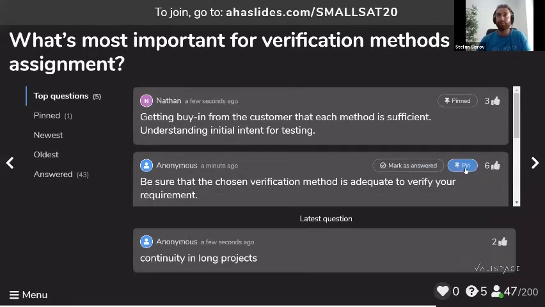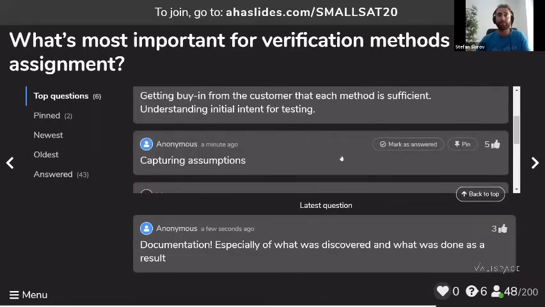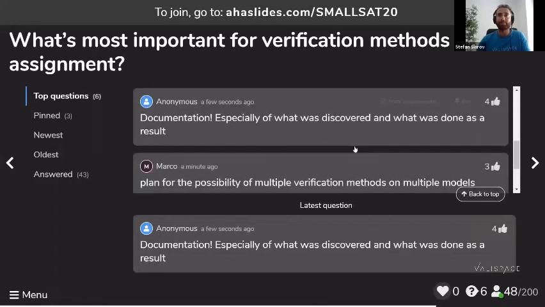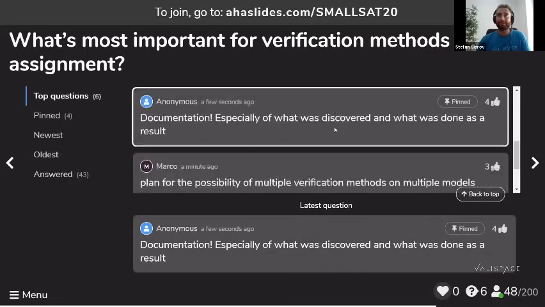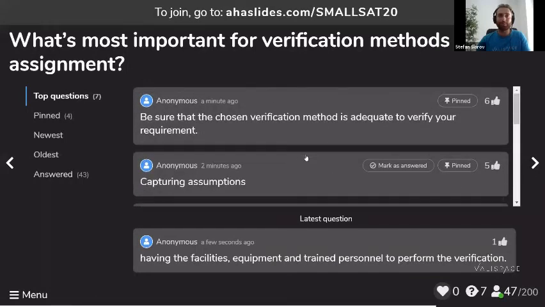We see some more really heavily upvoted ones. Be sure that the chosen verification method is adequate. Anonymous, if you would like to raise your hand, we can unmute you and you can expand a bit on that. Documentation. Yeah, I think all of these answers are probably worth discussing for at least a few minutes, if not much longer. So we'll make sure to capture those in our reports more extensively as well.